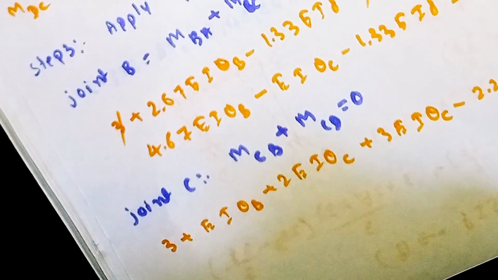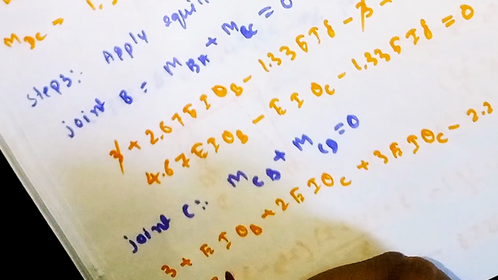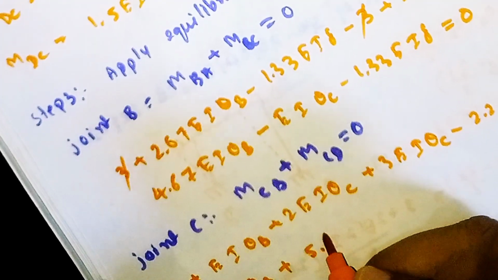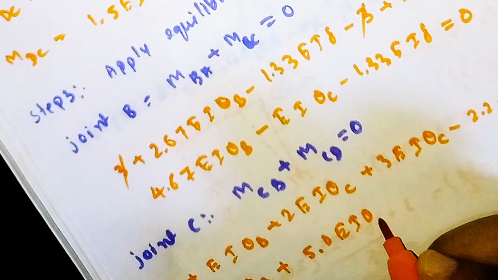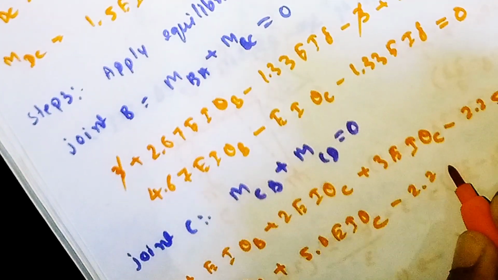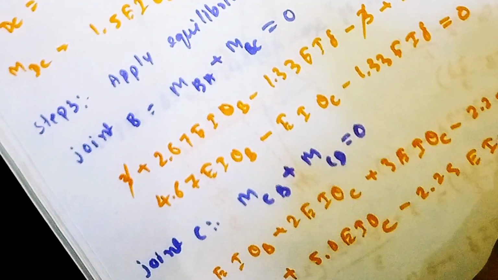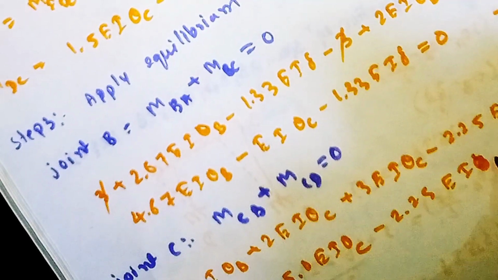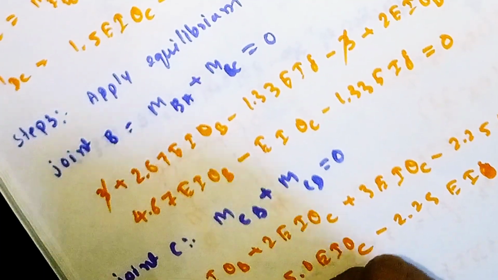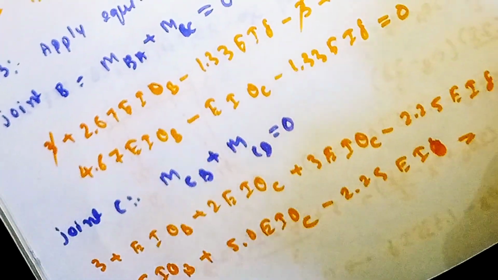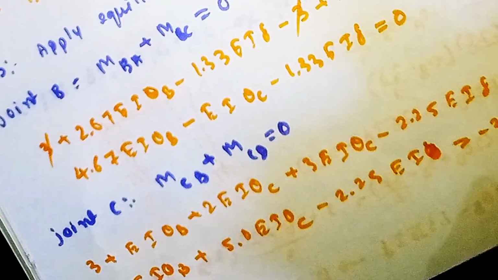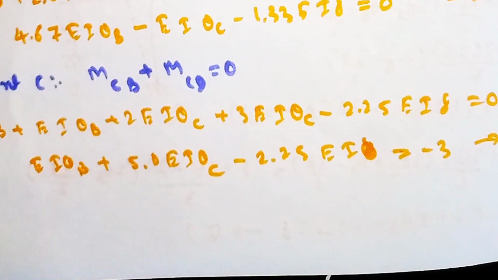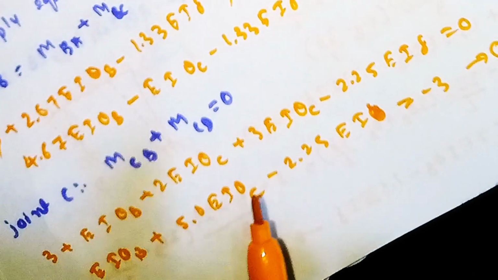Now simplify this. It comes out as EI theta B plus 5.0 EI theta C minus 2.25 EI delta is equal to minus 3. The plus 3 there, we take to the right side, and it becomes minus 3. Call this equation number 2. So this is equation number 1 as well as equation number 2.